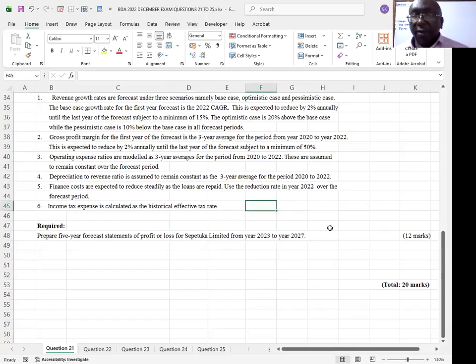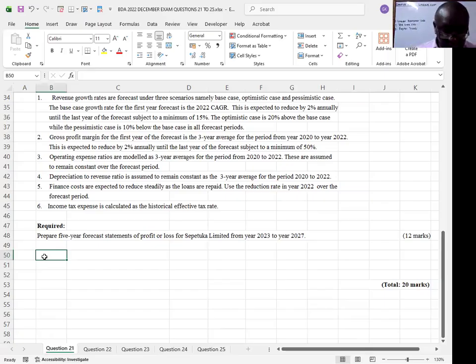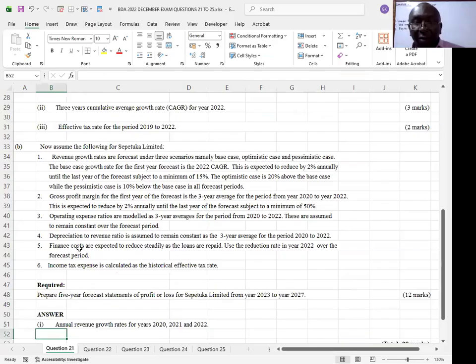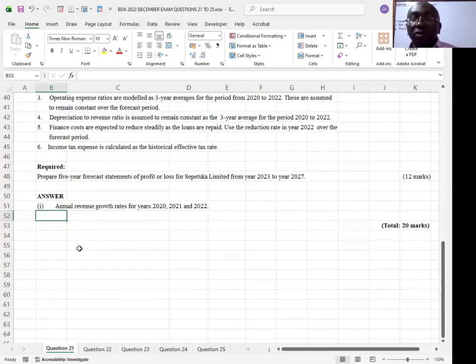Okay. So now if we are all there, let's have the answer. So the first thing they're asking us, we can say equals. We come and copy this. We paste it there. So they're asking us for the annual growth rate for the years 2020 to 2021.